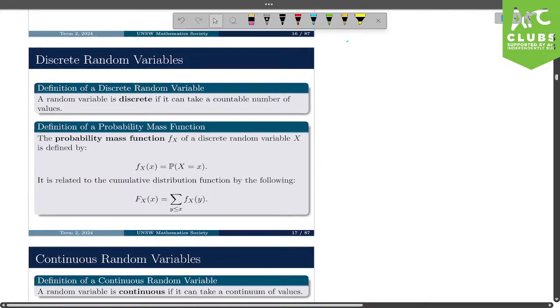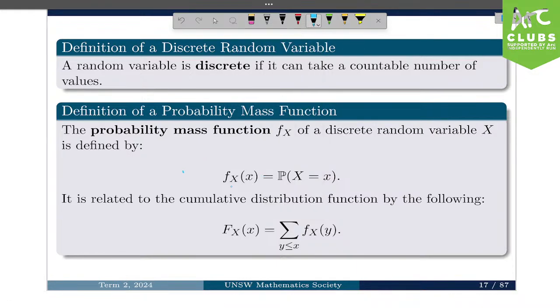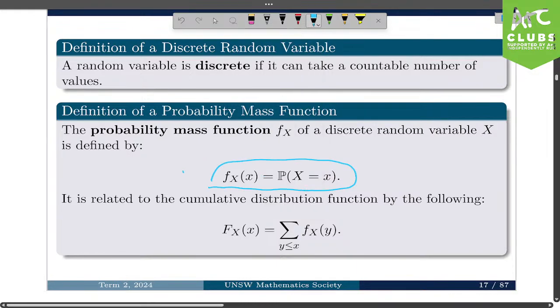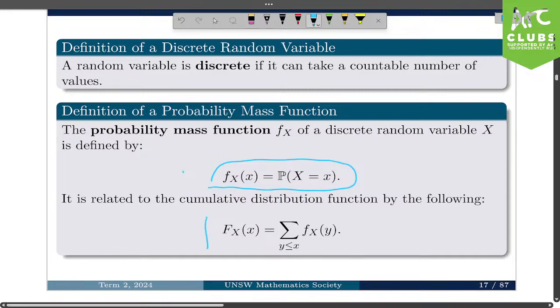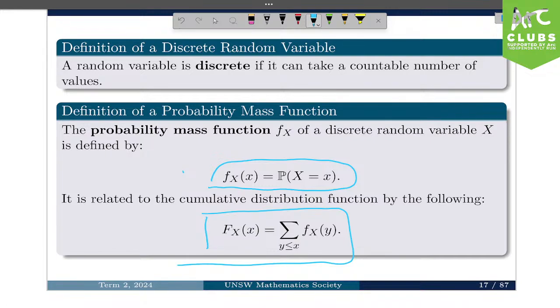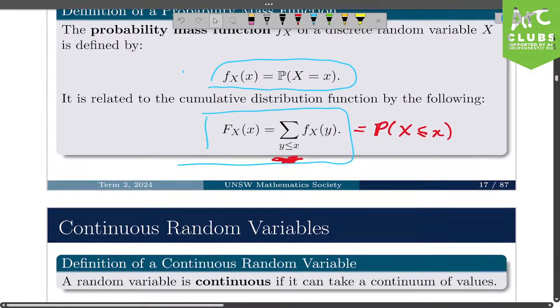We have this definition for the probability mass function. The probability that X is equal to x is called the probability mass function, and it's related to the cumulative distribution function, the CDF, by the following relationship. All that means is that we're just summing up all the values of y where it's less than x, and that just exactly corresponds to our definition where we said that this was the probability that X was less than or equal to x. So these are exactly equivalent.